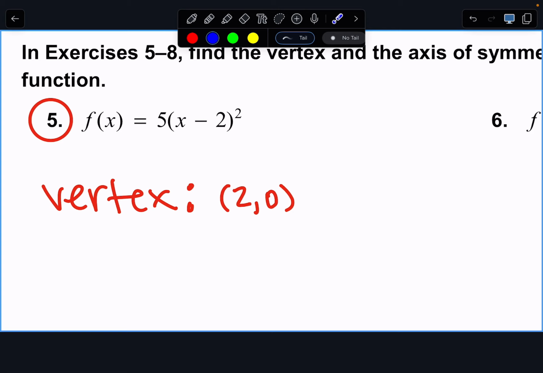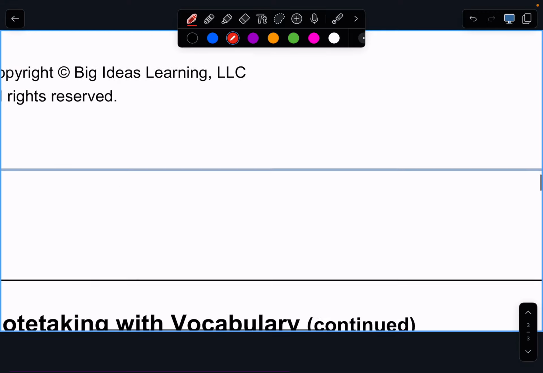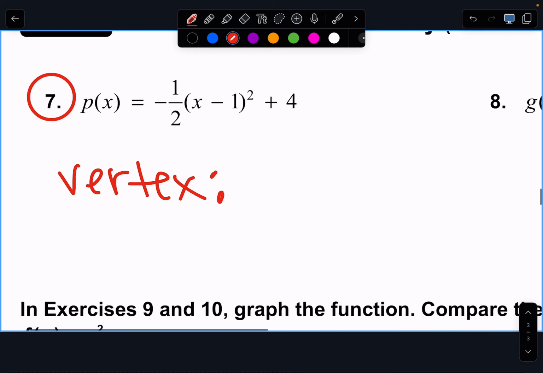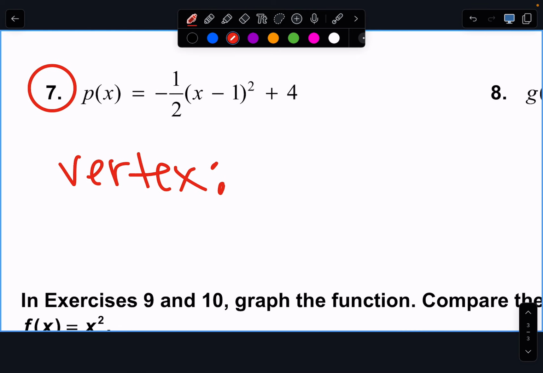It's making it what? Is it making it skinnier or wider? Yes. Okay, this 5 is making it skinnier. All right, number 7. Ava, where's our vertex? 1, 4. This means we move right 1. This means we move up 4.